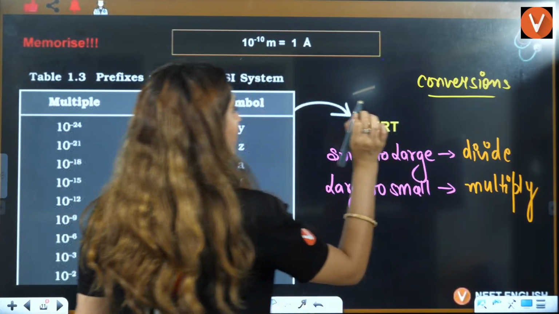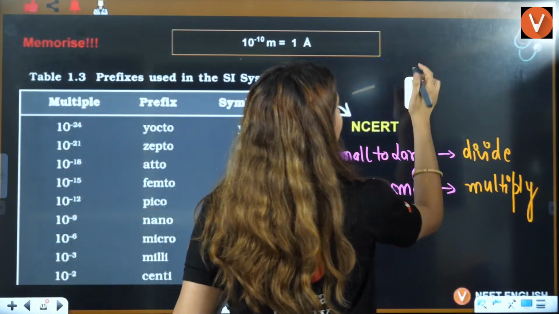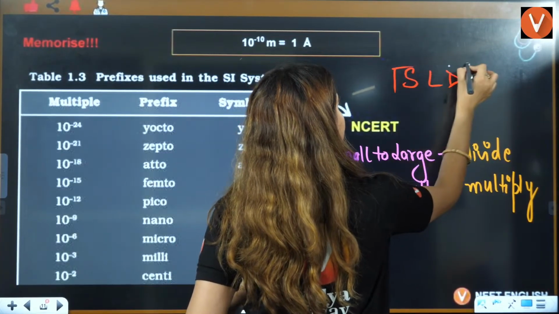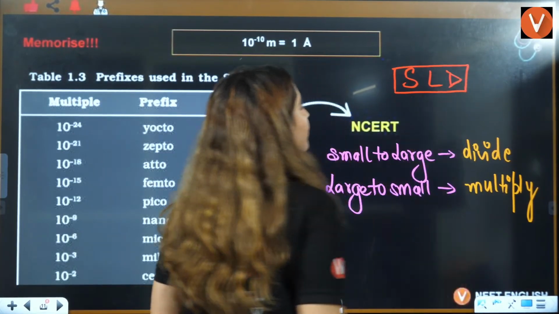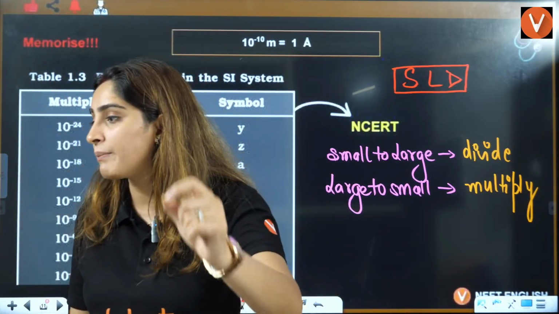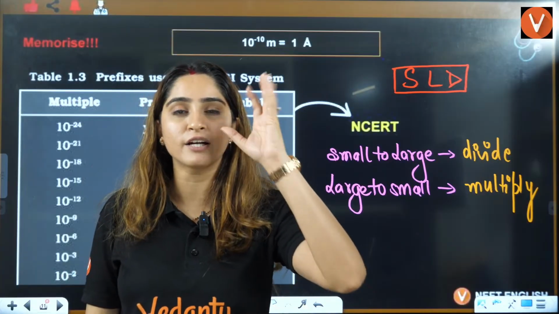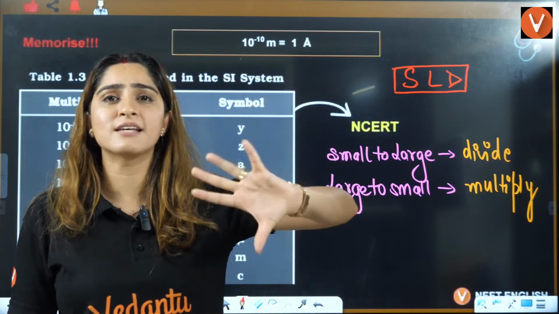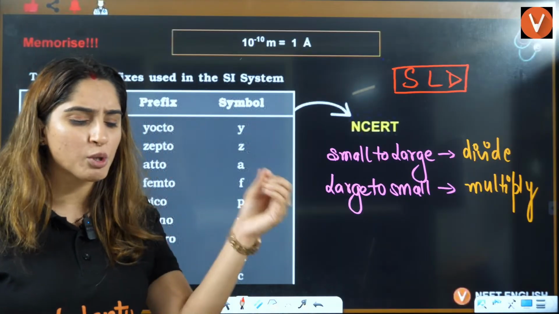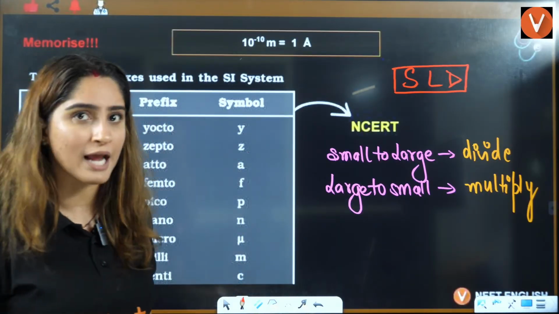What is the trick, students? Everybody write it down in the chat box. SLD. Just remember that whenever you have small to large, you always divide. Spam it in the chat box. That should be clear in your head whenever you're doing small to large.